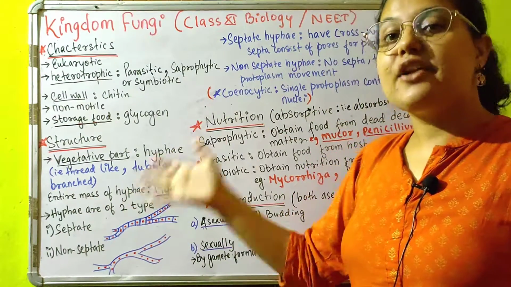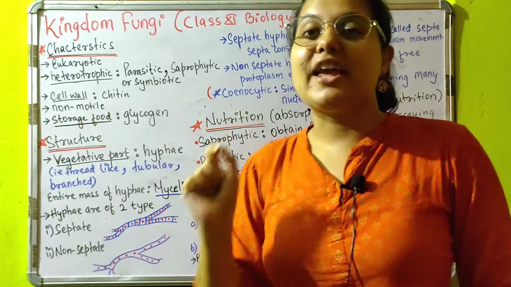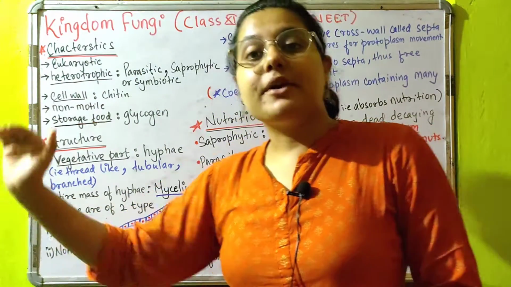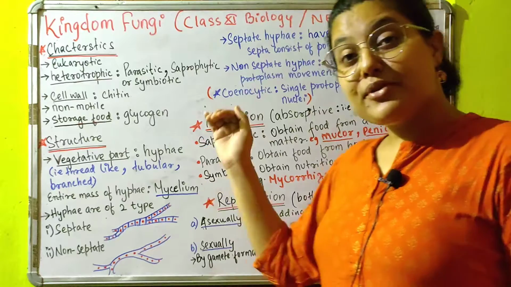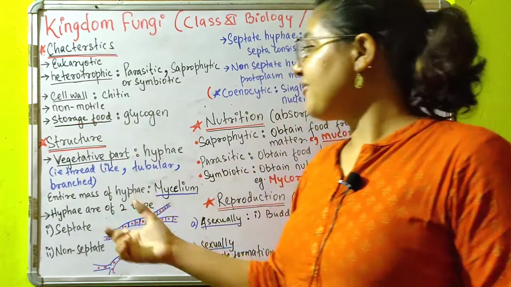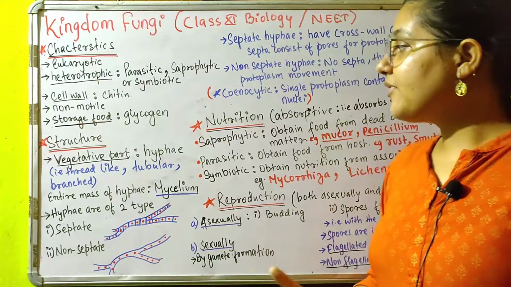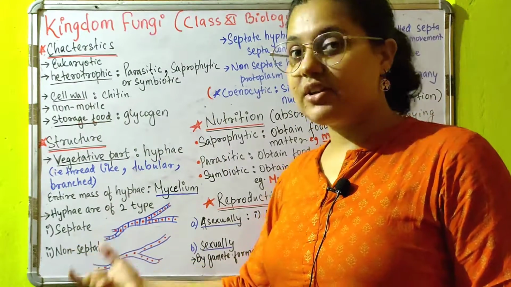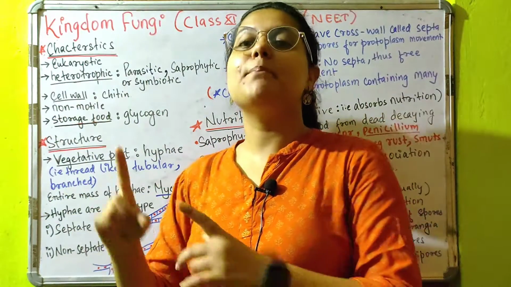And these are non-motile. They store food in the form of glycogen. That means plants store food in the form of starch, but fungi store food in the form of glycogen. Now coming to the structure of the fungi, they have a vegetative part known as hyphae. Hyphae are thread-like, tubular and branched structures. The entire mass of the hyphae makes the mycelium.